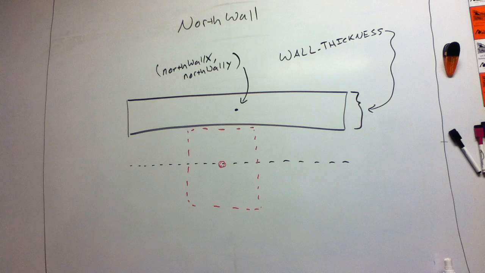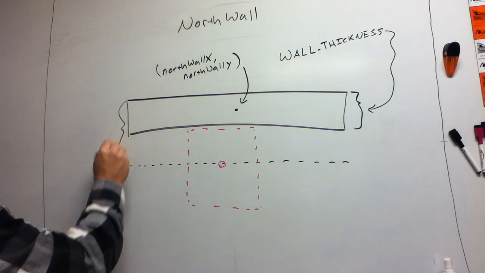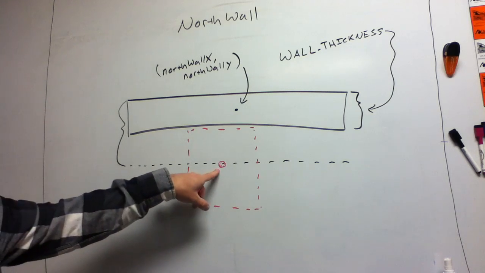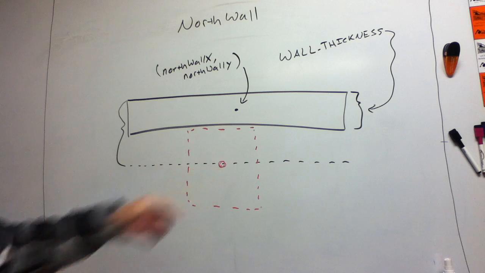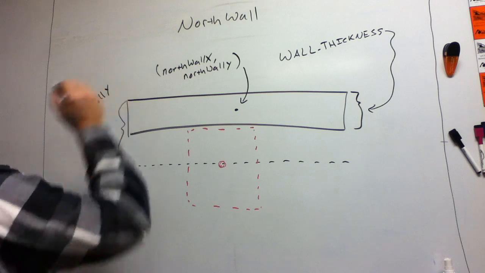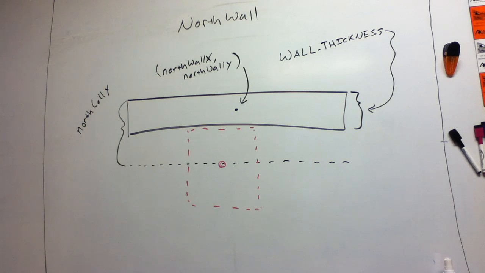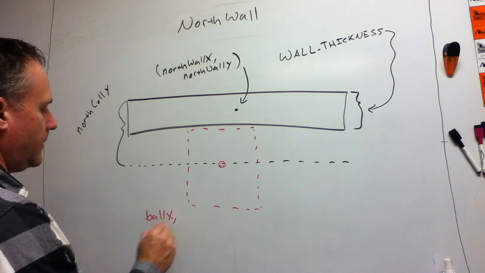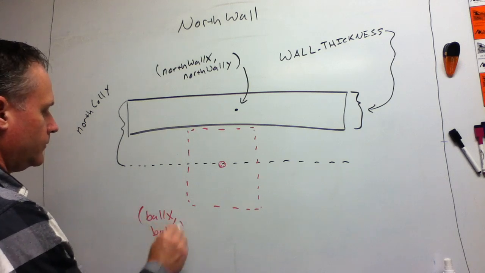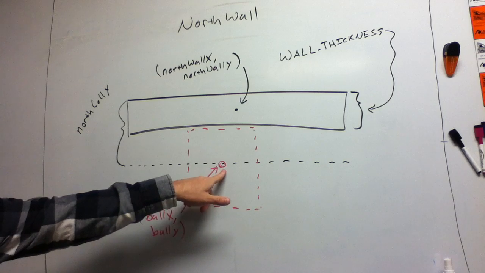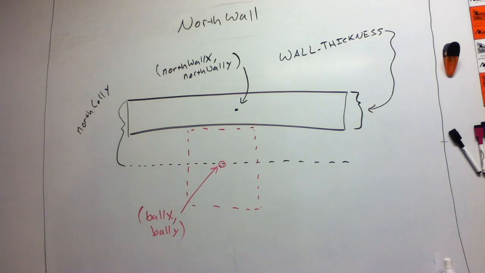So we need to have some sort of a value here that tells us how far down that imaginary line is to look at the collisions. So we'll call that north collision y, for the north collision y value. And that way we can look at the coordinates of the ball, in particular the y value, and determine when it's actually run into that north wall. If we wait till this value reaches the wall, then the ball will be halfway off the screen.